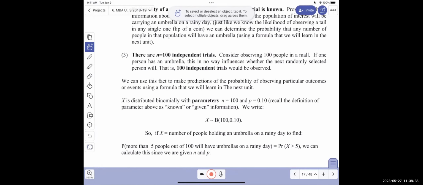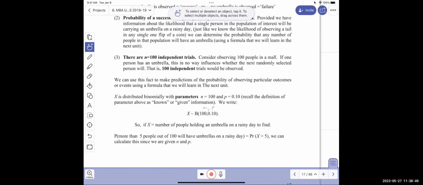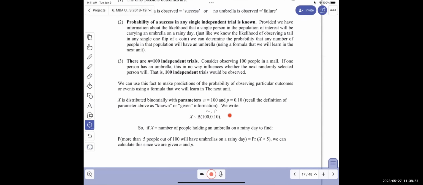So then we write down X is distributed with N and P. I'm just using alphabetical order, N and then P. And then finally, because I have that, I can now answer the question. So why is it that I think I can answer the question?